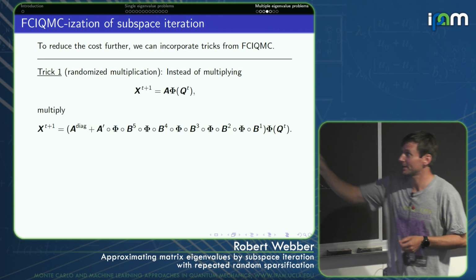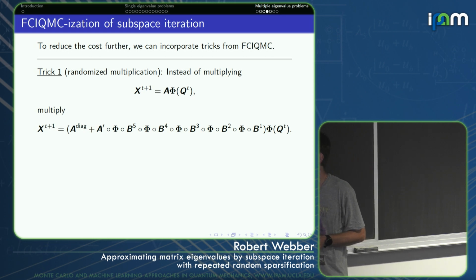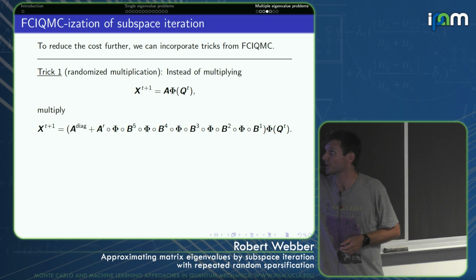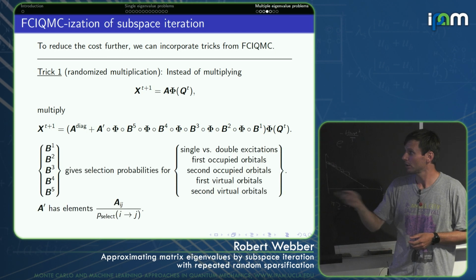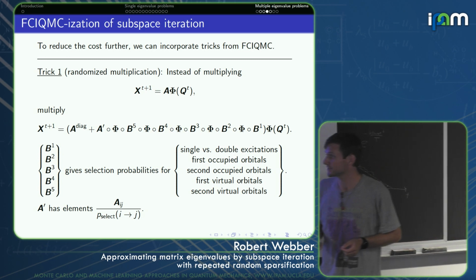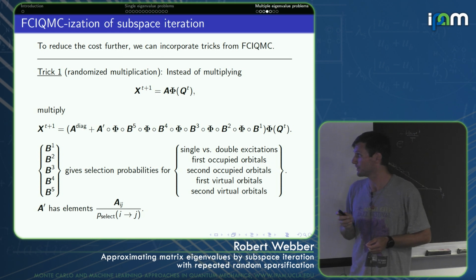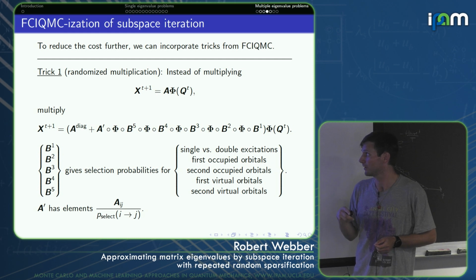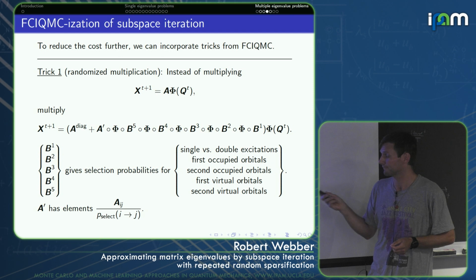First trick is randomized multiplication. So instead of actually doing x_{t+1} = Φ q_t, you do this crazy sequence of matrix multiplications and sparsifications, where the first matrix B1 is a selection probability matrix for single versus double excitations. B2 is first occupied orbital. B3 is the second occupied orbital. B4 is the first virtual orbital. And B5 is the second virtual orbital.